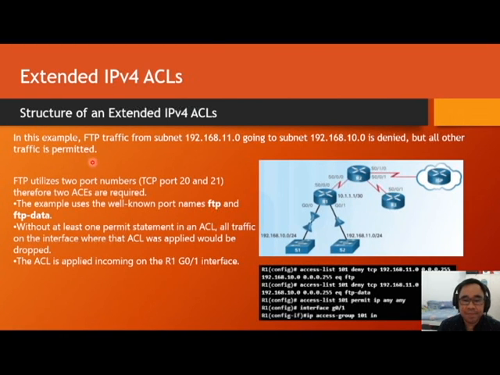So in this example, FTP traffic from subnet 192.168.11.0 going to subnet 192.168.10.0 is denied. But all other traffic is permitted. So FTP utilizes two port numbers, TCP port 20 and 21. So therefore, two ACEs are required. So the example uses the well-known port names FTP and FTP data. So without at least one permit statement in an ACL, all traffic on the interface where that ACL was applied will be dropped.